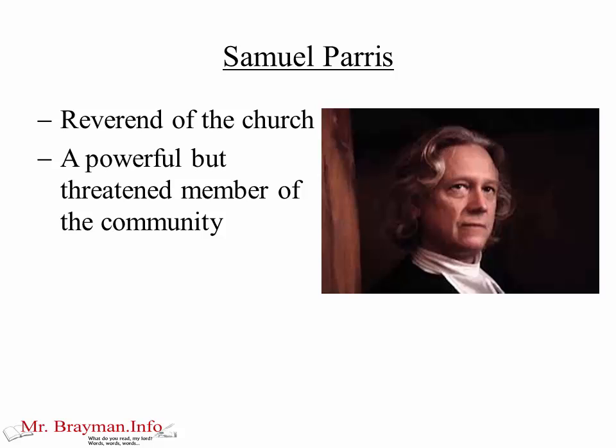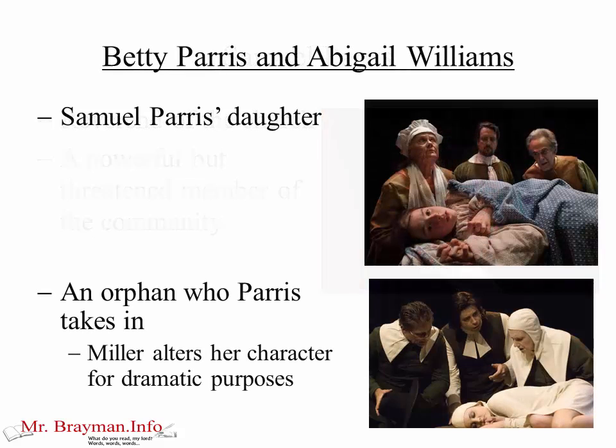He doesn't necessarily always do what's right, but he always does what's political. And his daughter, Betty Paris, is supposedly under the influence of witchcraft at the beginning of the play as she lays there on stage, either comatose or faking being in a coma. And then there's also Abigail Williams, who's this orphan that Samuel Parris has taken in.